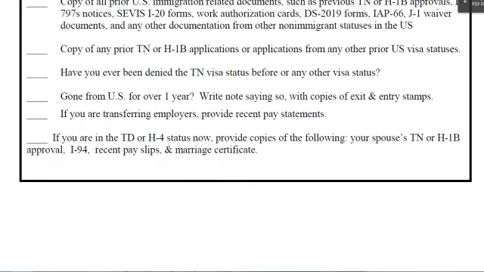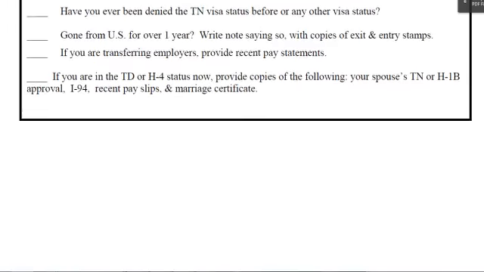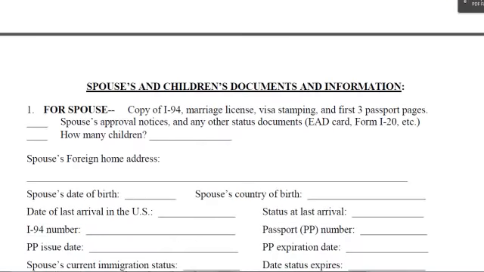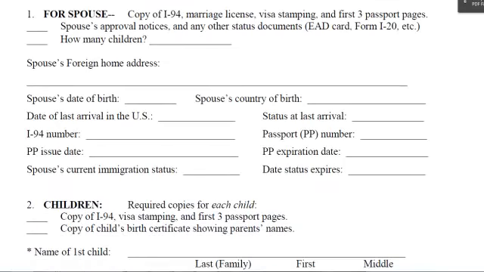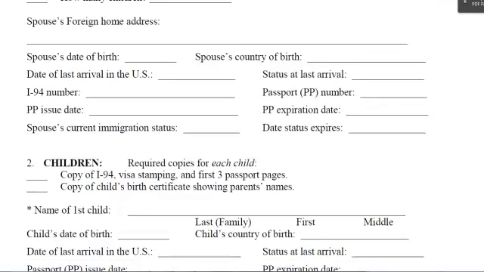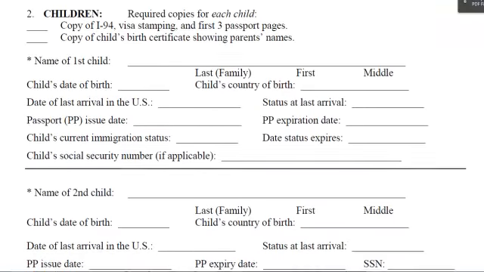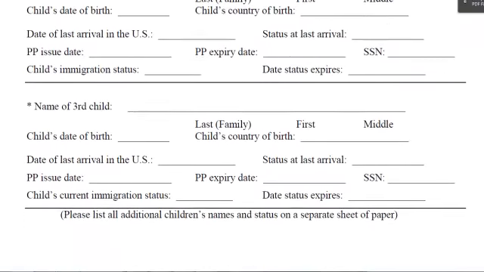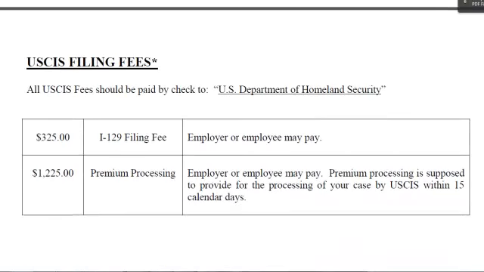If you are transferring employers, we will need to include copies of documentation that evidence that you have maintained status, such as current pay statements. If you have a spouse and/or children who will be applying for the TD status as your dependents, we may also need information about them and their passports, I-94s, and documentation establishing their relationship to you, such as marriage certificate and/or birth certificate. Lastly, you will find the fees associated with filing a TN application by mail with the USCIS.